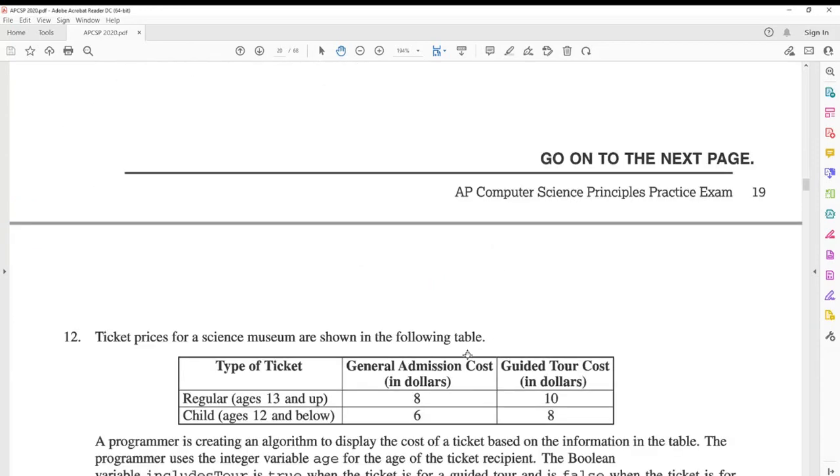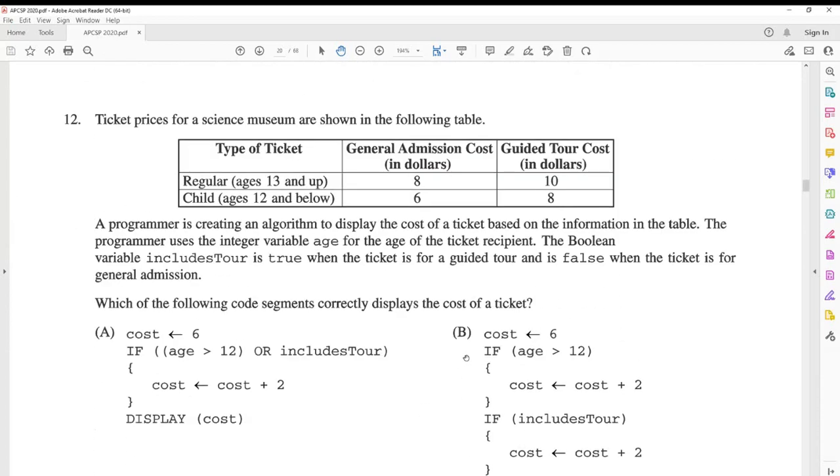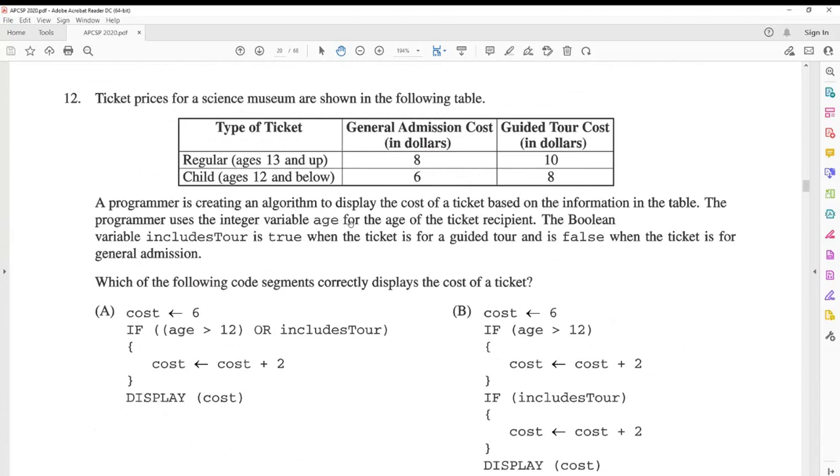Okay. Next one. Here we have a table, and we are trying to figure out how this table can be done. So let's see. Here regular would be $8, and for a guided tour you add $2. So basically, guided tour compared to general admission is a $2 increase, no matter regular or child. A programmer is creating an algorithm to display the cost, based on this Boolean condition. The tour condition is true when the cost is guided. It's false when it's general admission.